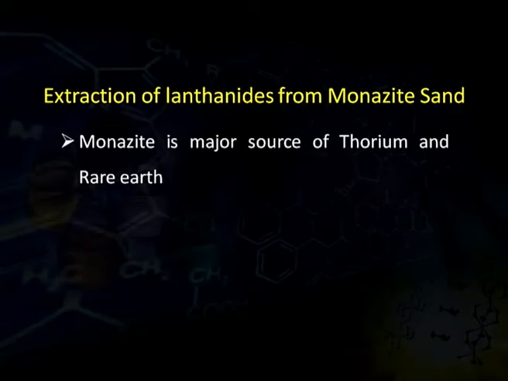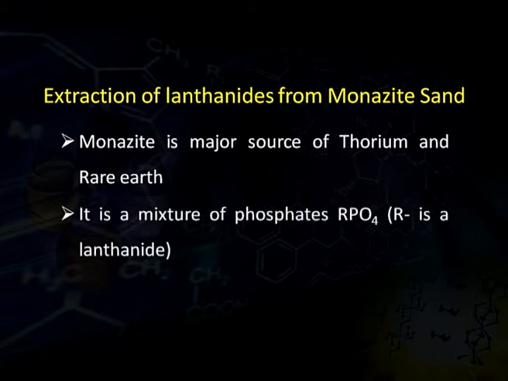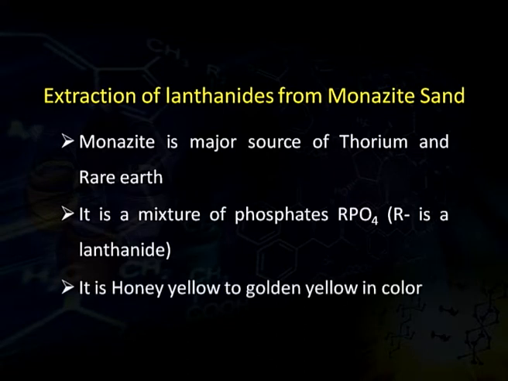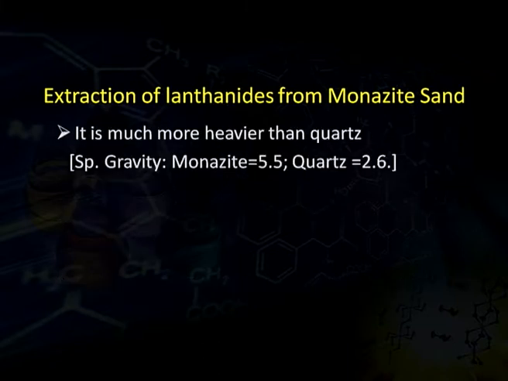Monazite is the major source of thorium and the rare earths. It is a mixture of phosphates of RPO4 type, where R represents the lanthanides, such as lanthanum phosphate. It is honey yellow to golden yellow in color. It is much heavier than quartz.